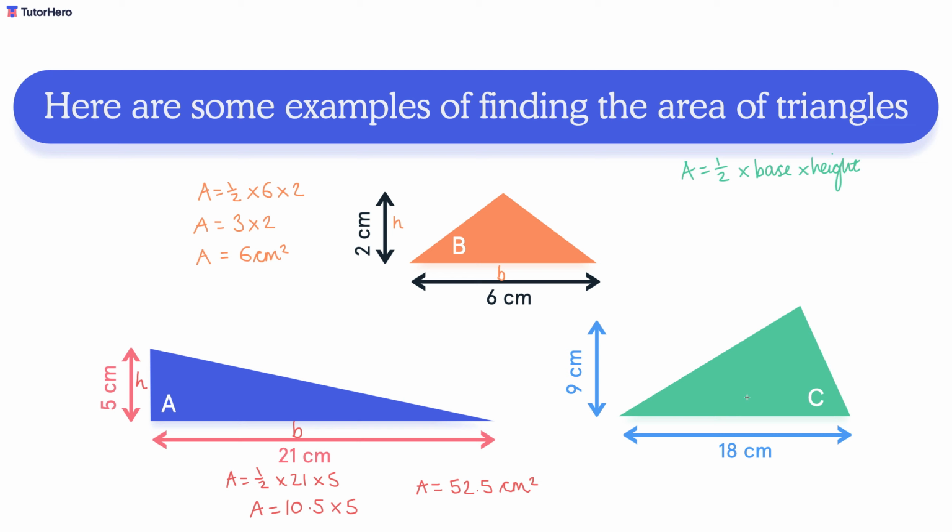And finally, triangle C. The base this time is 18 centimetres and the height is 9 centimetres. So we're going to do A equals half times 18 times 9. So A equals half of 18, so 18 divided by 2 is 9, times 9. 9 times 9 is 81. So the area of this triangle is 81 centimetres squared. Well done if you got all those answers correct. That was really challenging.